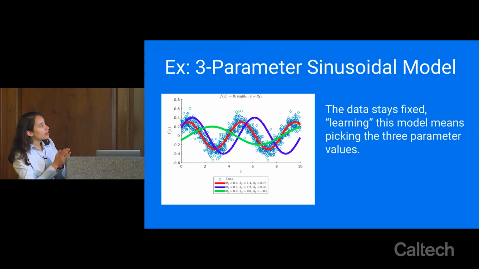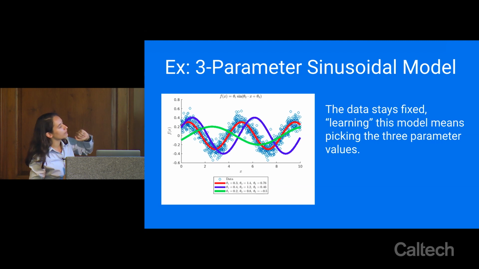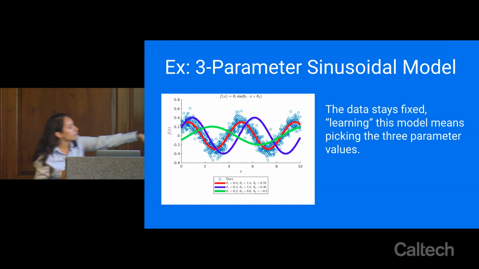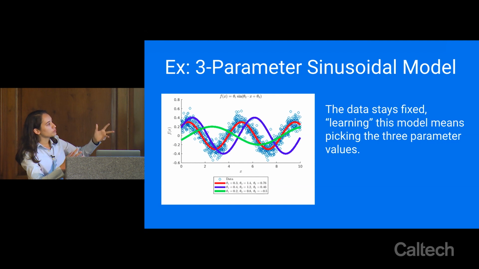And so as we're doing learning, the data is staying fixed, and learning with this model means picking the 3 parameter values. The function is at the top where it's f of x, theta 1, sine, and then within the parentheses, theta 2 times x plus theta 3. At the bottom, we can look at the exact theta values. They don't matter too much. But basically, we have this data, and we want to learn what theta 1, theta 2, and theta 3 are.